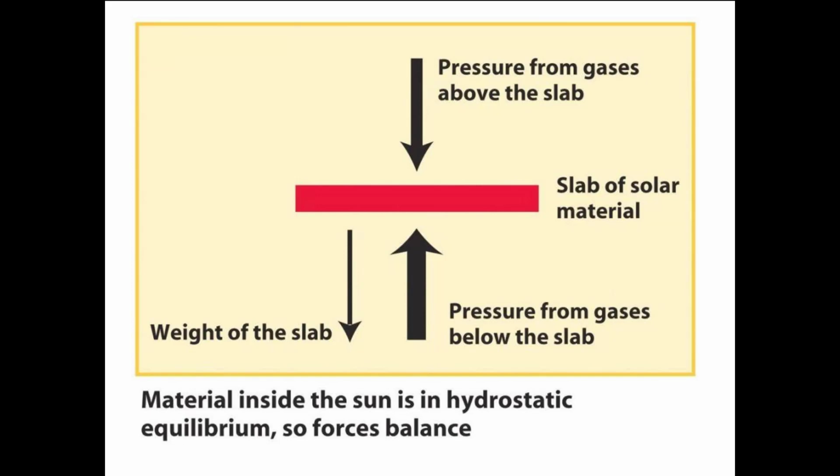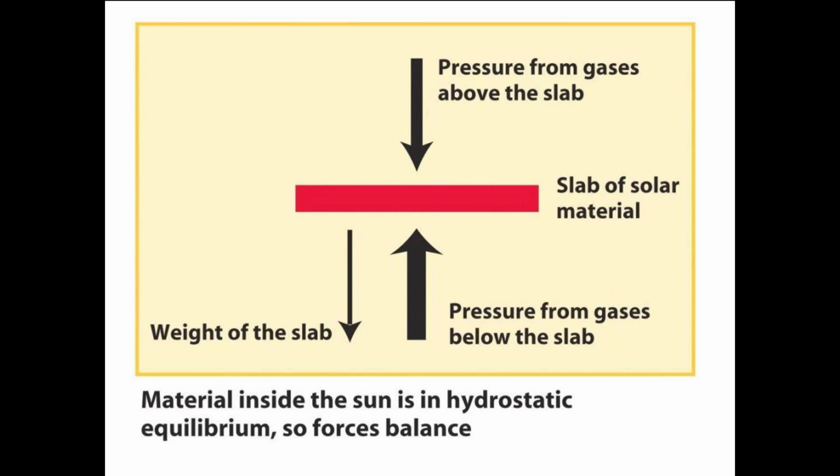So let's take a look at something. This will be a conceptual exercise that we can kind of understand. That red rectangle there is supposed to represent a slab of solar material somewhere in the Sun. And things like that don't just fall down to the center of the Sun, even though the gravitational force acting on them is in that direction, and they don't get pushed upwards. They're more or less in equilibrium. The forces on them balance.